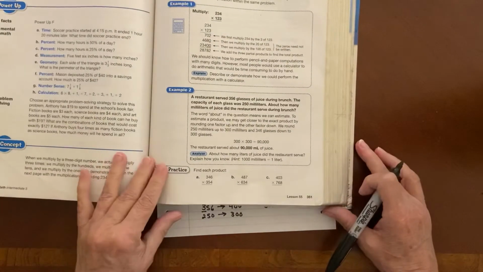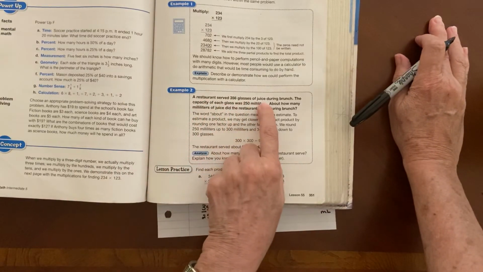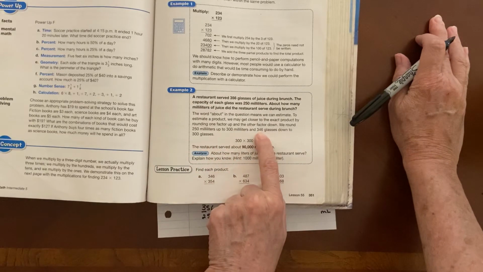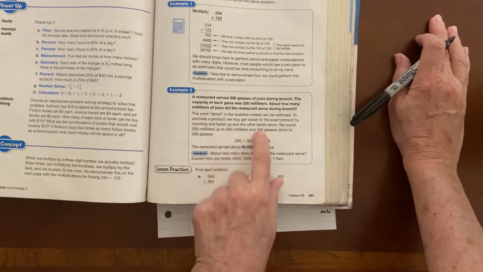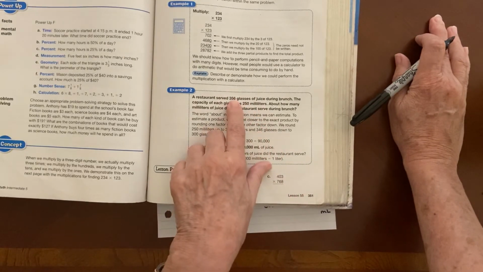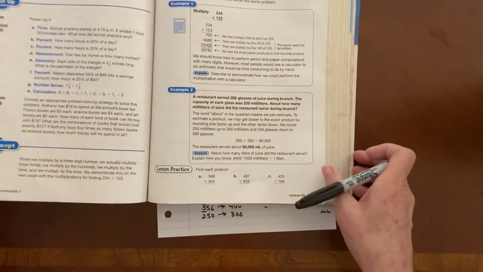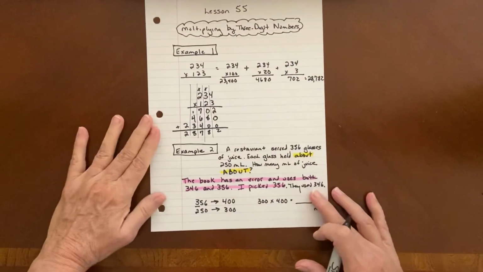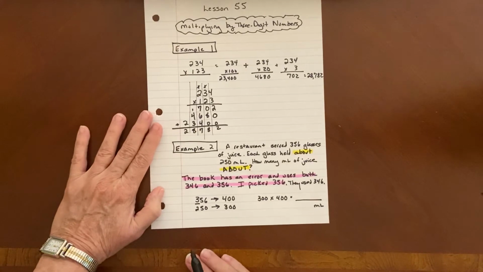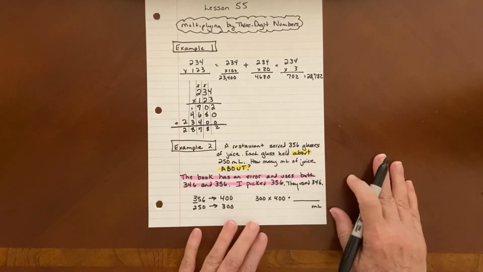They seem to have an error here. So a restaurant served 356 glasses of juice, and then they use 346 glasses and they round down. I think that's an error. That should either be 356 or that should be 346. I think they use that as 346. I did not. I went ahead and chose to do it as the problem was written. So look in the book if you want to use 346. I went ahead and just looked at my problem. I didn't look at their explanation.